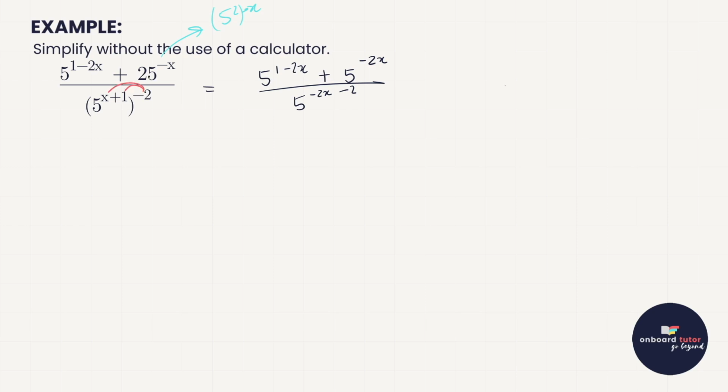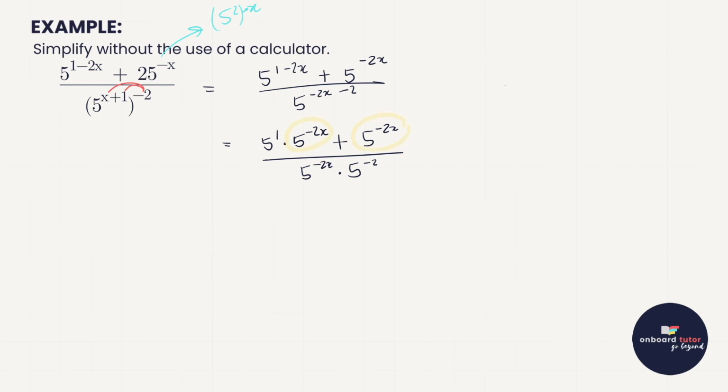Okay, now I'm going to break it up because that's always easier for me to factorize. So we've got 5 to the 1 times 5 to the minus 2x plus 5 to the minus 2x over 5 to the minus 2x times 5 to the minus 2. Okay, let's see what's common here that I can factorize out. This is a common term.